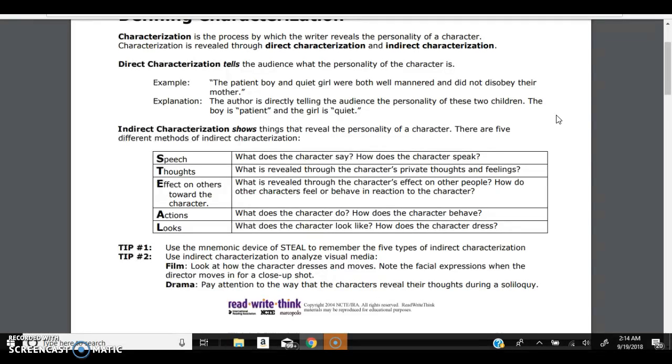Actions. What do they actually do? How do they behave? Are they kind through their actions? Are they rude? And what do they look like? How are they described? What do they wear?